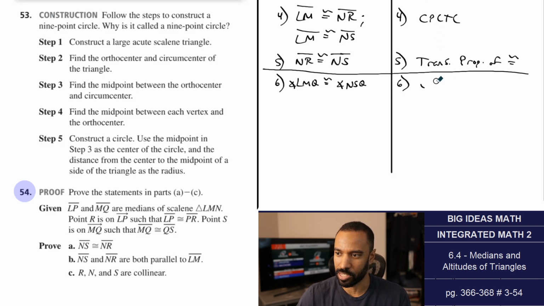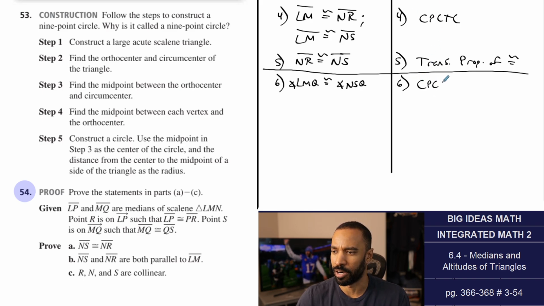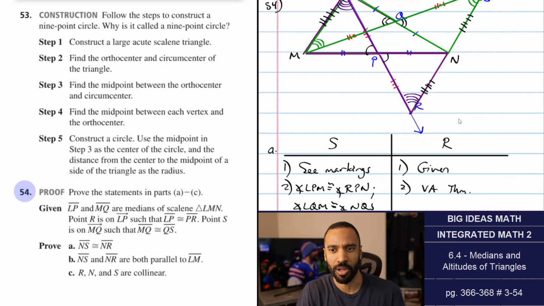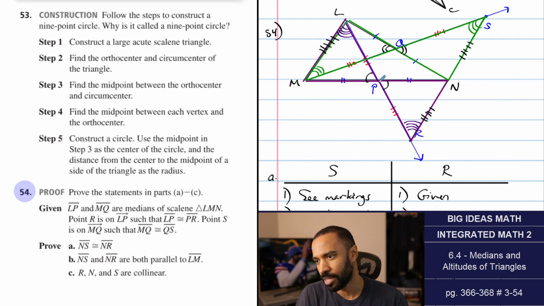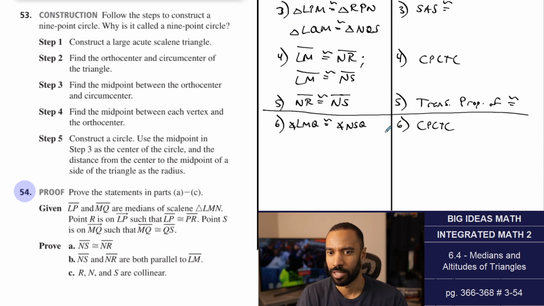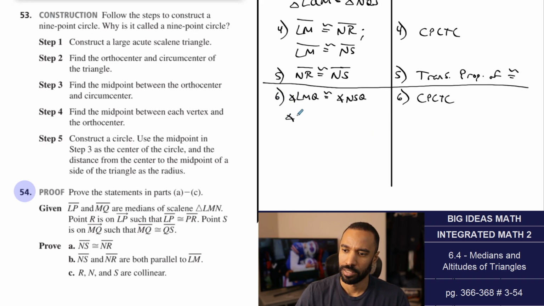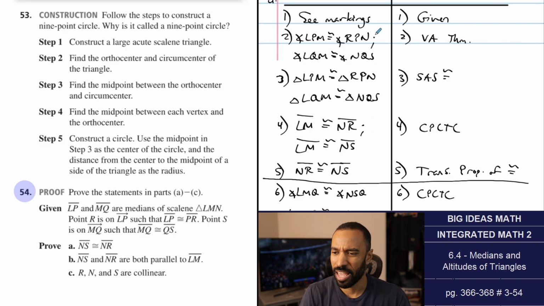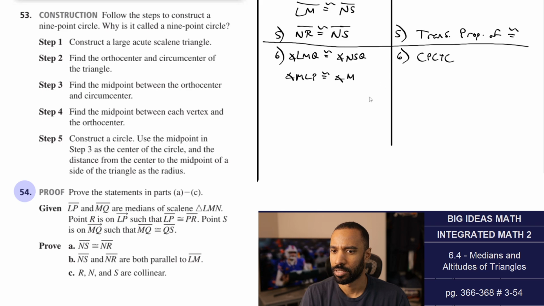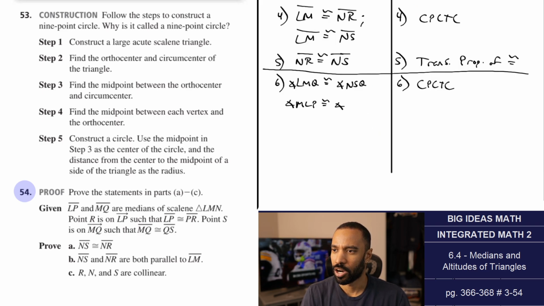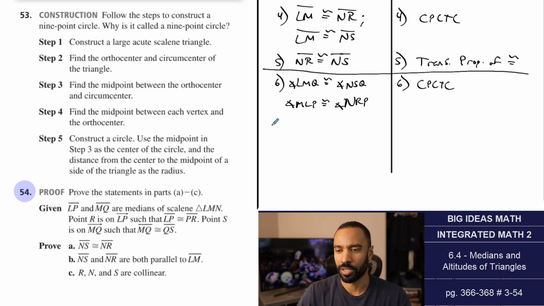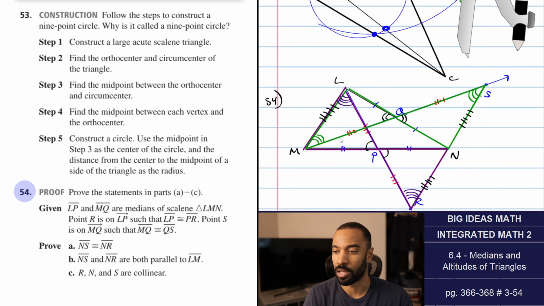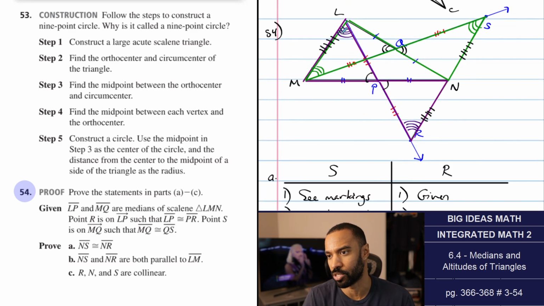I'm going to also use the other one. Not corresponding parts. This might be my longest video. I did not expect that. And angle MLP is congruent to angle NRP, also by CPCTC. Now, both of these will confirm that both of these separate sets of lines are parallel. This is the converse of the alternate interior angles theorem.